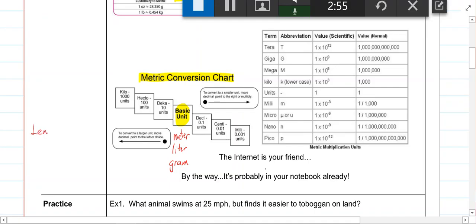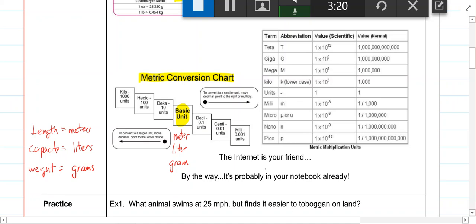Length is meters. Capacity is liters. And weight is grams. All right, so that's your basic units on the metrics chart.